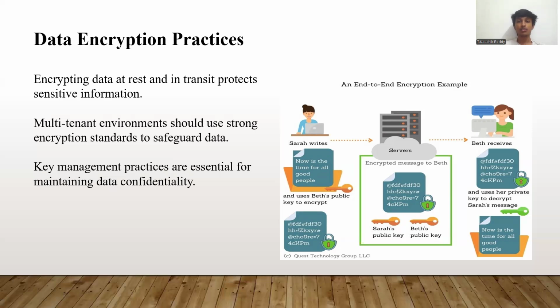Sarah writes a message, it goes to the server, and Beth, the girl on the right side, receives it. Sarah writes, "Now is the time for all good people," and uses Beth's public key to encrypt the message and give it to Beth. Beth uses her private key to decrypt Sarah's message: "Now is the time for good people."